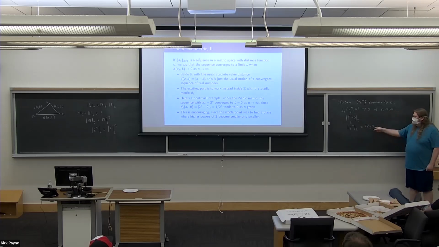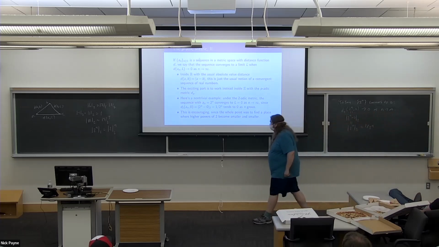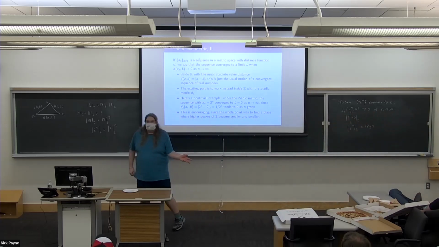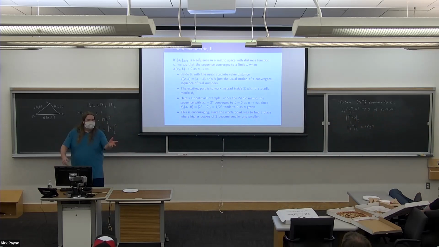And so I say, well, what happens to the numbers 1 over 2 to the n as n goes to infinity? The point is that that goes to 0. Yes, very wonderful. And so the powers of 2 converge to 0. That's what I wanted. That was the whole point of this. Very encouraging.